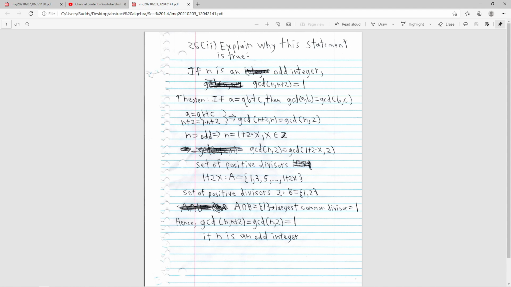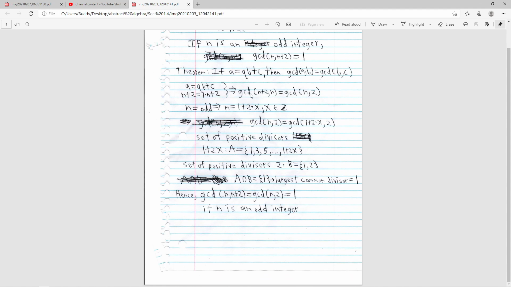So, if n is an odd integer, GCD of n and n plus 2 equals 1. You want to prove this true. Right here, a equals qb plus c. We have n plus 2 is a, q is 1, b is n, and 2 is c. So if that is the case, then GCD of a and b equals GCD of b and c. So n plus 2 and n are a and b, and GCD of n and 2 are b and c. Quite simplistic, I think, the setup at least.